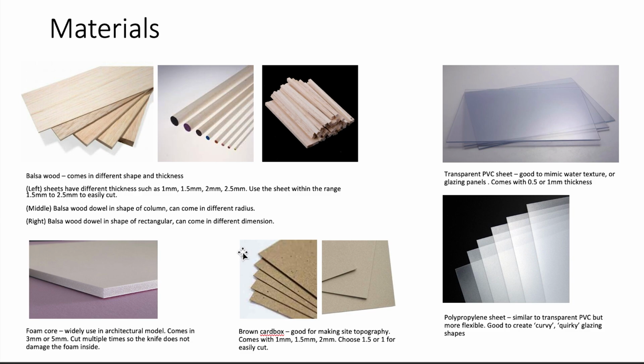The last one is called polypropylene sheet. It's similar to transparent PVC, but it's very, very flexible. So again, this is particularly good for making curvy or quirky glazing shapes. And polypropylene sheet is a good mimic of the material in real life. It's just transparent material. Kind of forget the name, but I will come back to you with that in the online consultations.